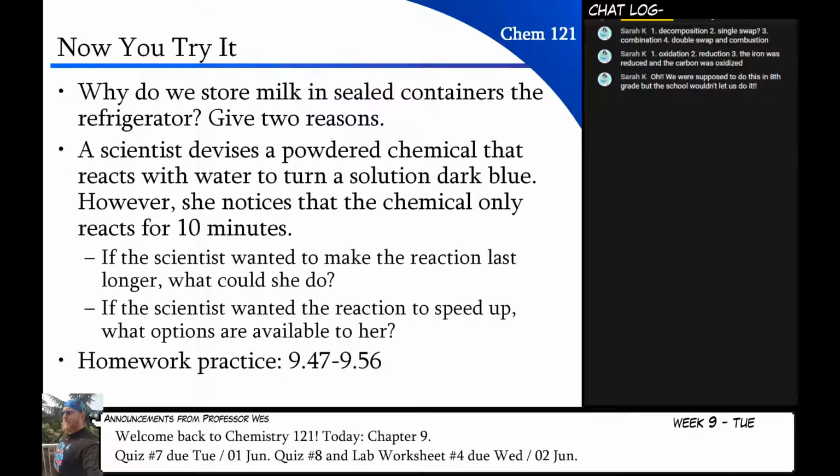We'll talk about it. And then for the second example right here, I have a specific reaction with a powdered chemical. The reaction only goes 10 minutes. What can I do if I want the reaction to go faster, i.e. speed up? And what would I do if I want to make the reaction last longer, i.e. not go as quickly? Okay. I'll leave that for you to consider tonight.